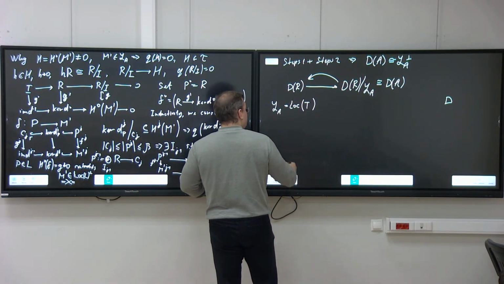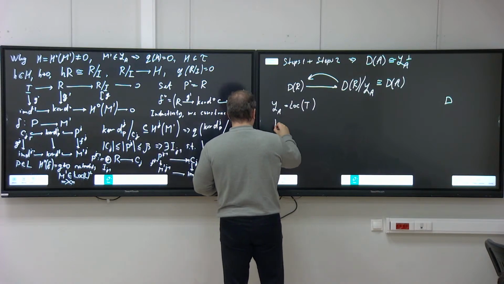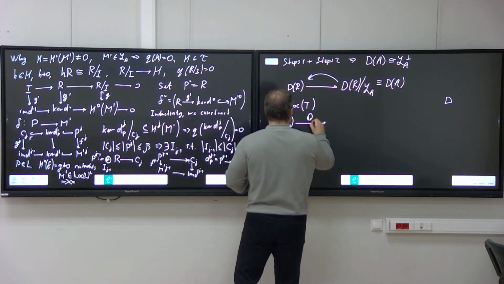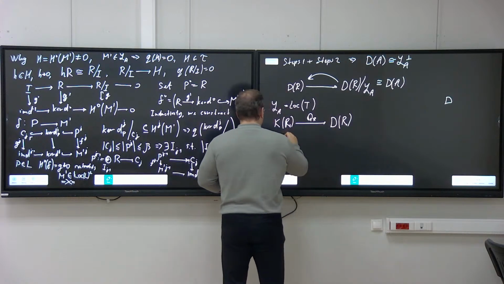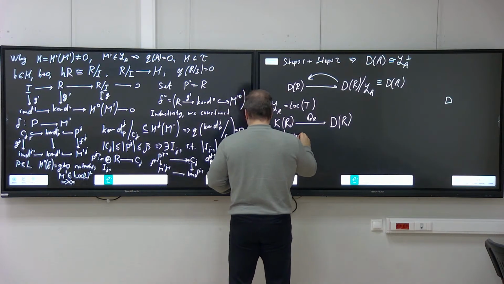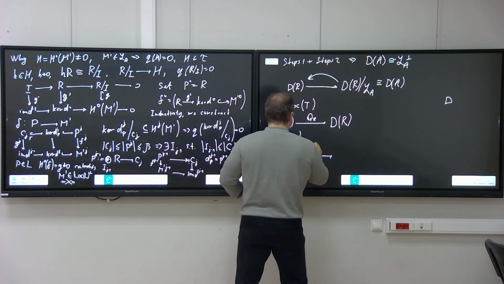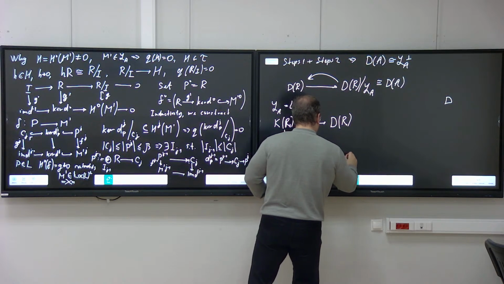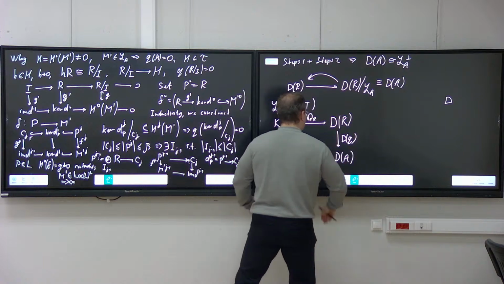So let me just write one more diagram, the same diagram actually that I already used. So there's a homotopy category of the ring. There is a quotient functor from the homotopy category of the ring to the derived category of the ring. Then there is a functor K of Q to the homotopy category of the A. And there is the quotient functor from the homotopy category of the A to the derived category of the A. And then here this is D of Q, which is exactly the Q.